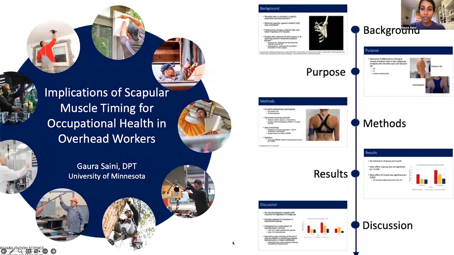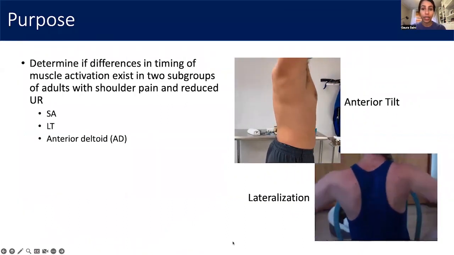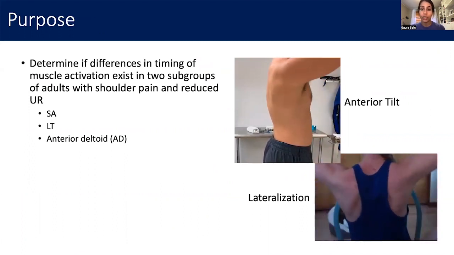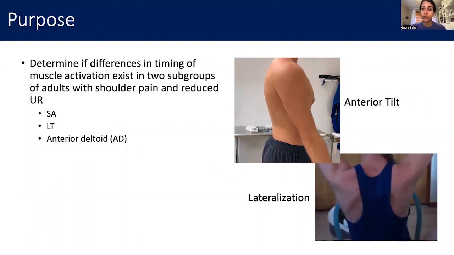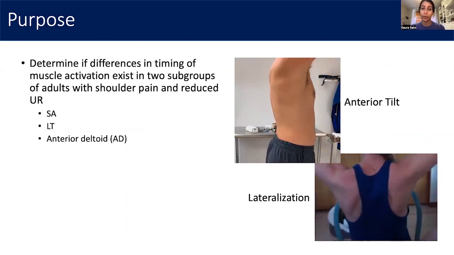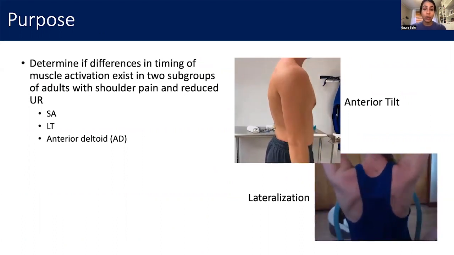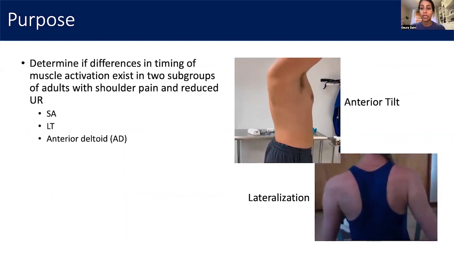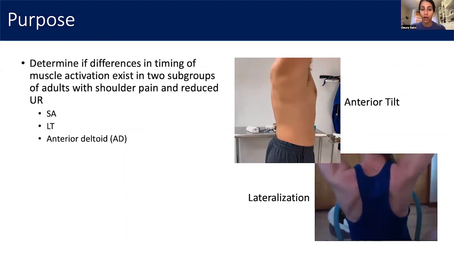So the purpose of this study was to see if there are differences in timing of initiation of key muscles at the shoulder in those two reduced upward rotation movement pattern subgroups. And this will allow us to start to target interventions such that people can tolerate their work tasks and be resilient in their jobs. We're looking at the two upward rotation muscles at the scapula, as well as the anterior deltoid, which is the primary mover of the humerus or the arm.